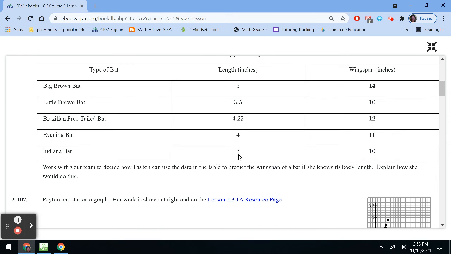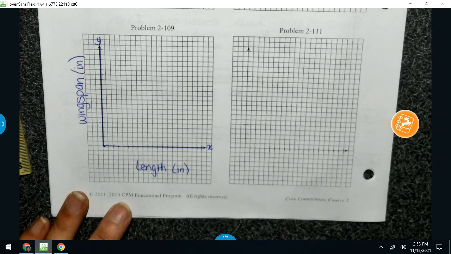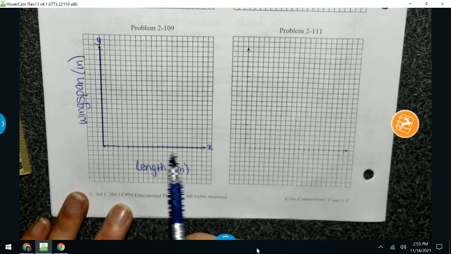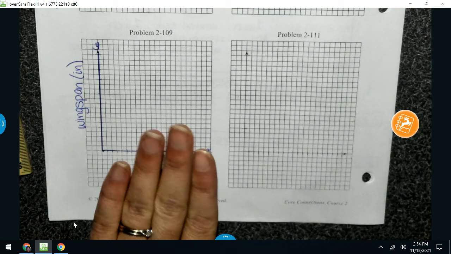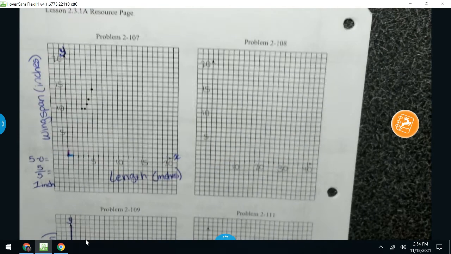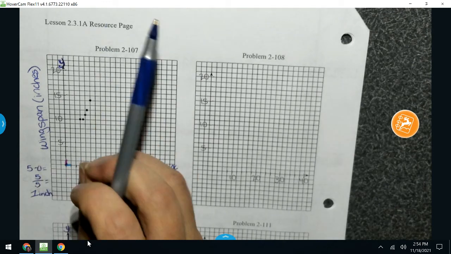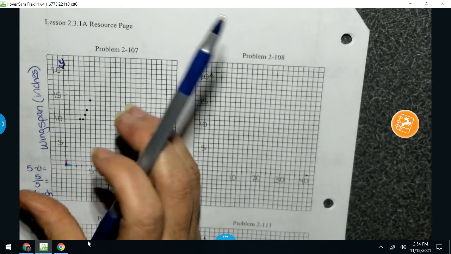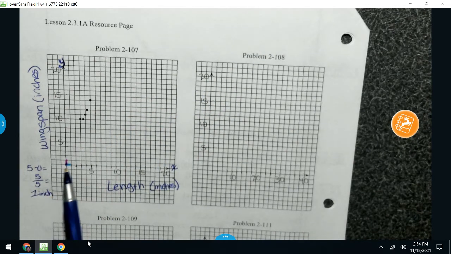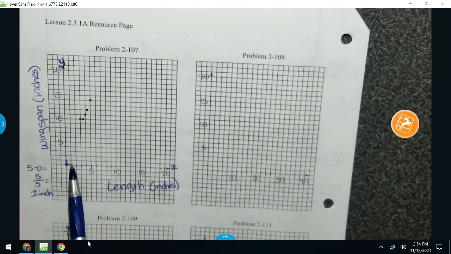Remember, our minimum is 3 inches. The maximum is 5 inches. So we need to decide on our x-axis right here, what would be an appropriate length, or what would be really good to be able to see that. We know from problem 2-106 that 1 inch made it too squished, or 107, it made it just too squished. So we needed to spread that data out, which means we need to have something that's in between 0 and 1 for this interval right here, this scale.